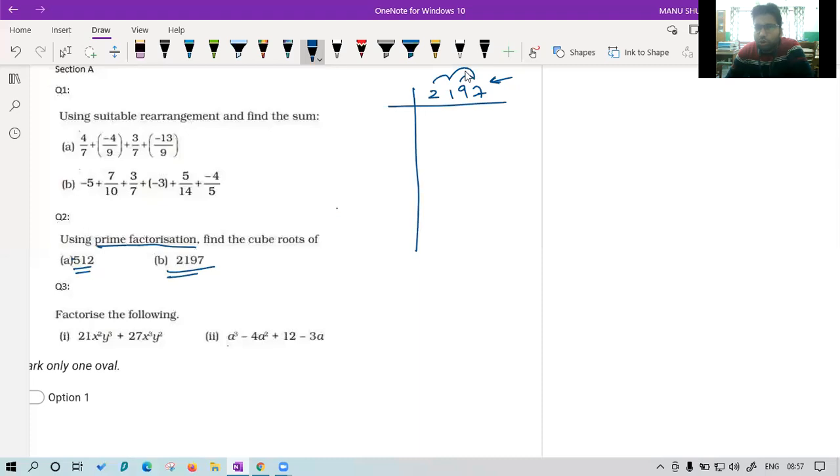11 also will not work, because you can check the sum of even places is 11 and the sum of odd places is 8. 11 minus 8 is how much? 3, which is also not a factor of 11. So it is not divisible by 11, also not by 12. Then comes your number 13. Let's see by 13 what happens.